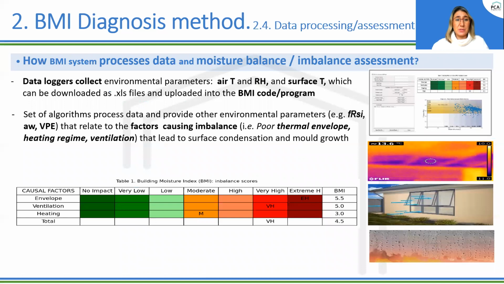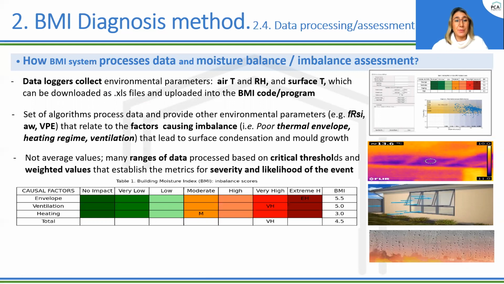Then a set of algorithms process the data and provides the calculated parameters that I've already explained: temperature factor, water activity, vapor pressure excess, which relate then to factors causing imbalance. And as I said, poor thermal envelope, poor heating regime, lack of ventilation that led to surface condensation and mold.